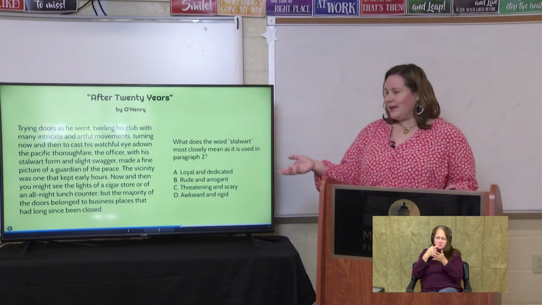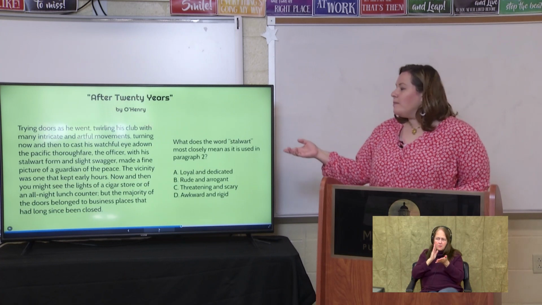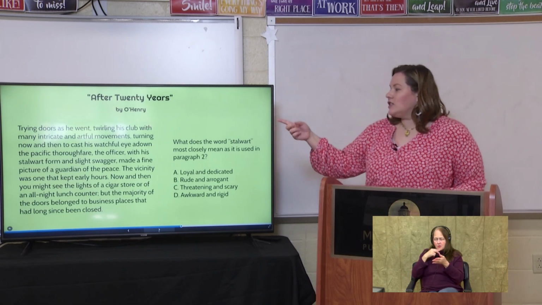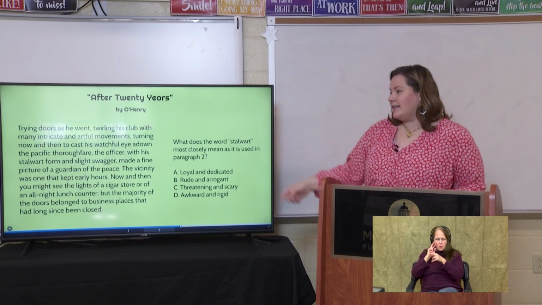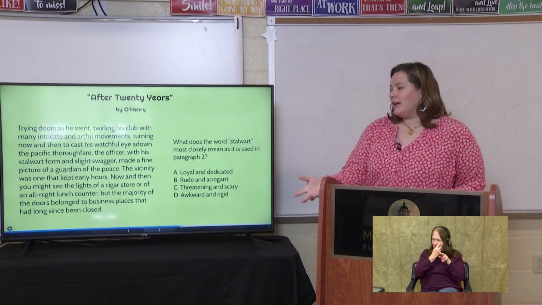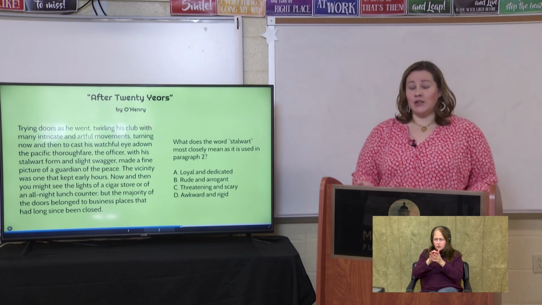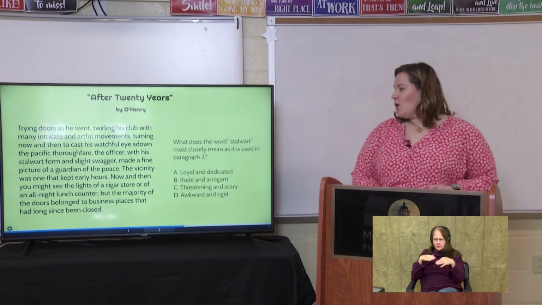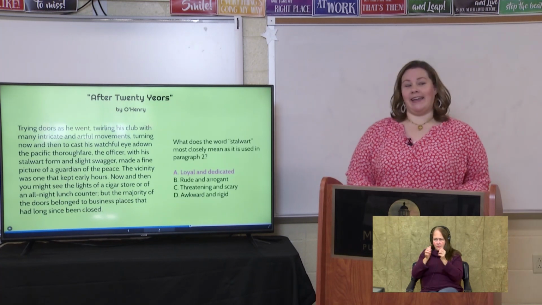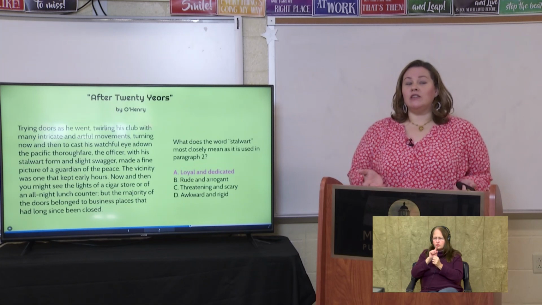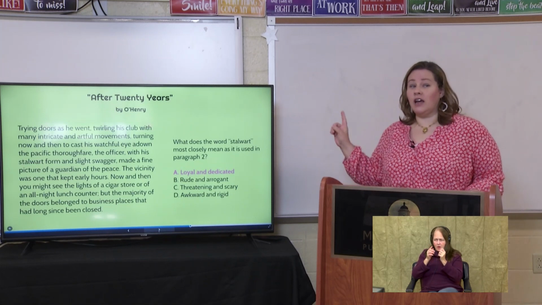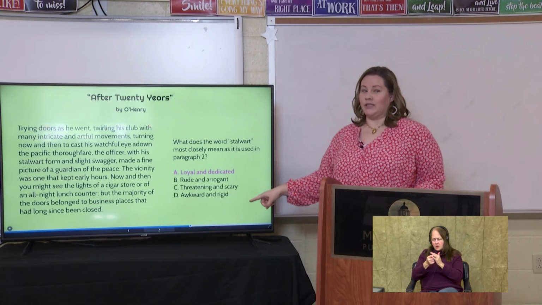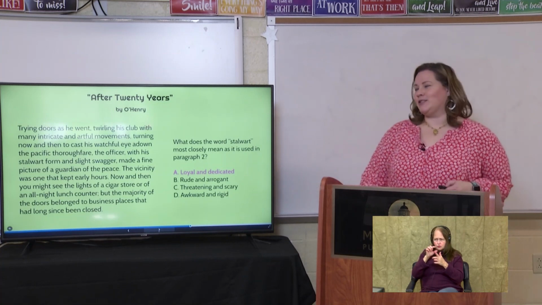So maybe arrogant would be there, but then I have to look, and it talks about his watchful eye, and it talks about made a fine picture of a guardian of the peace. So by process of elimination, we are left with A, loyal and dedicated. So we used our context clues to not only eliminate answer choices, but to come up with our correct answer.